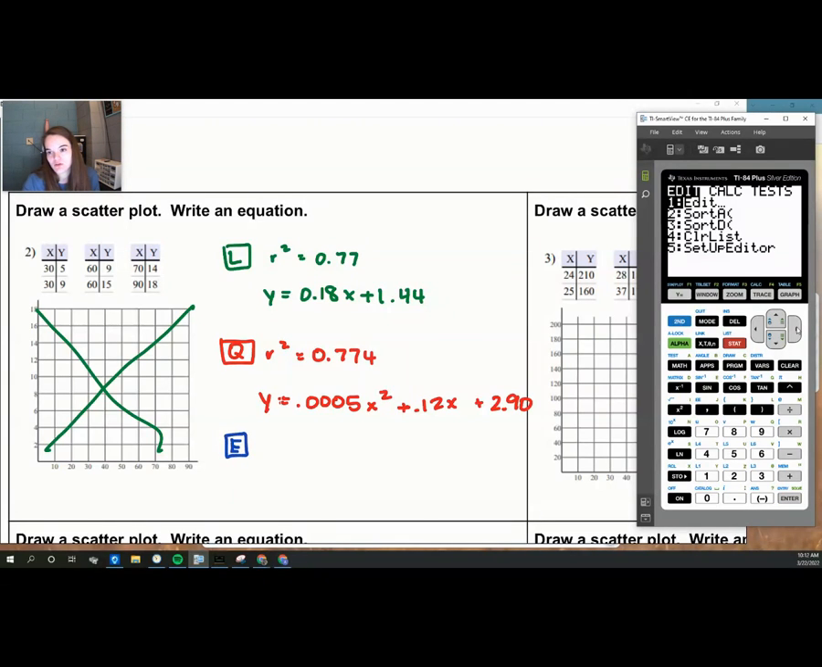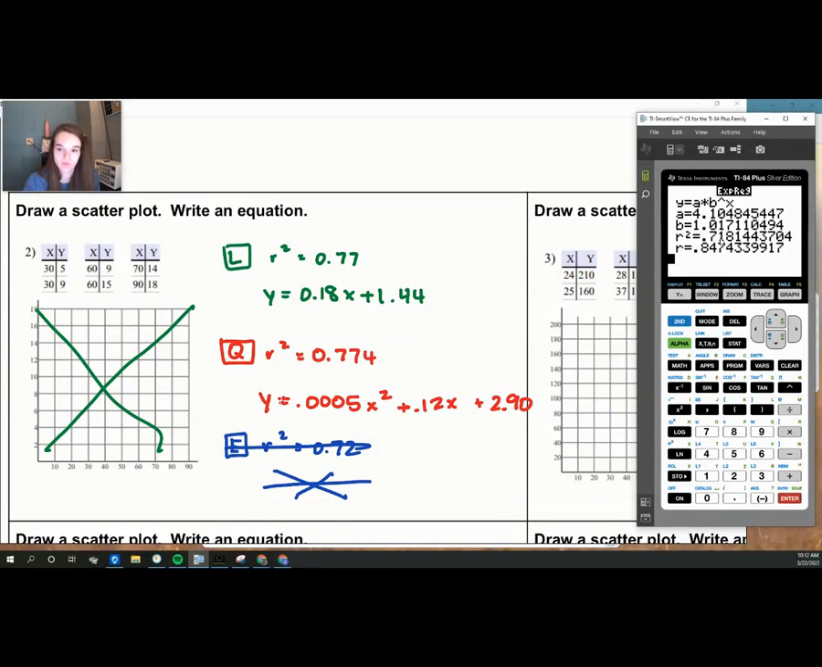Okay, and last, let's try exponential. So stat, go over to calculate, 0, and all the way down to calculate. Oh, that r squared here is 0.72. I'm not even going to write the equation because I know it's not exponential. We need to run linear one more time just to check and see. R squared is 0.772. Which means our correct answer is quadratic.